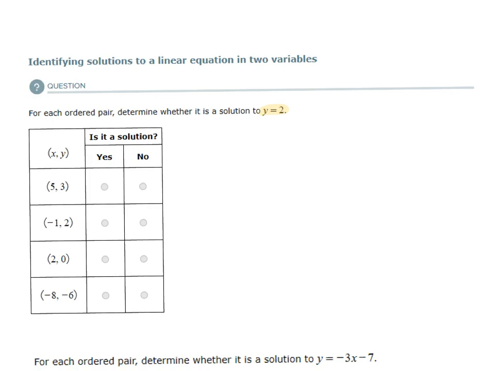All right, so in the first one, the y value is 3. So that's not an answer. In the second one, the y value is 2. So that is an answer. The third one, the y value is 0. So that's not an answer. Okay, look at the last y value and decide yes or no. Is it an answer or not? Did you say no? If you did, you were correct.